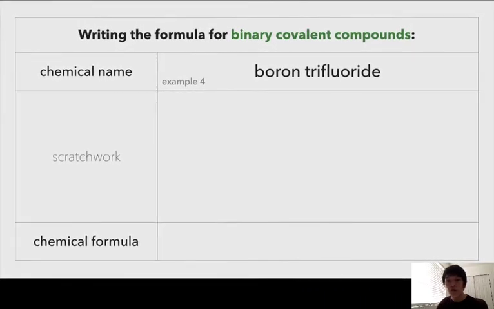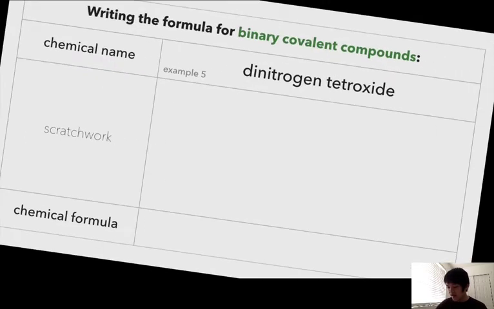Let's just look at 2 more examples. Here is example 4. We have boron trifluoride. Boron is B, it lacks a prefix, so there's only one boron here. Tri is 3, and fluoride is F, so there are 3 fluorines. Put them together, we have BF3, which should be our chemical formula. Is that simple?